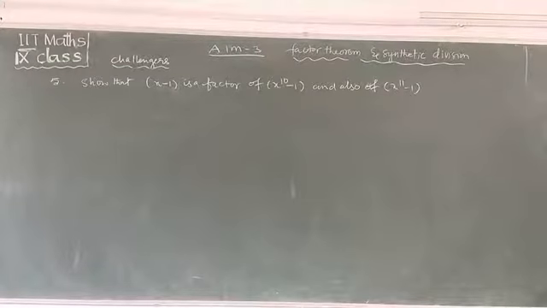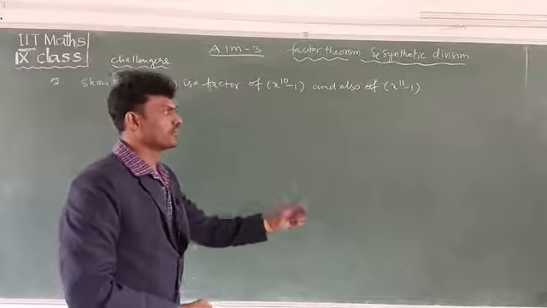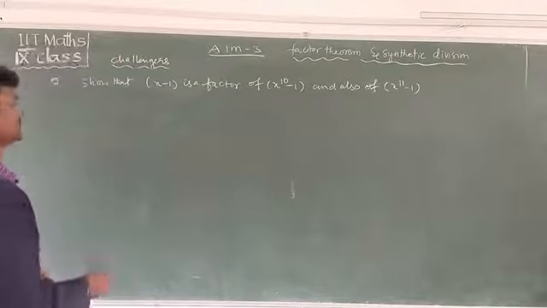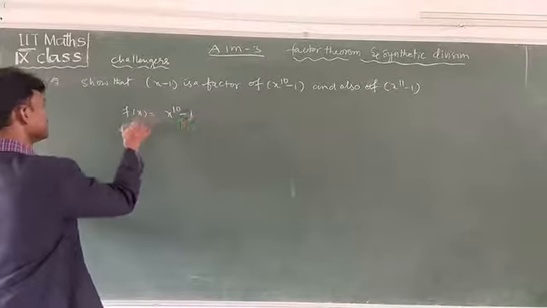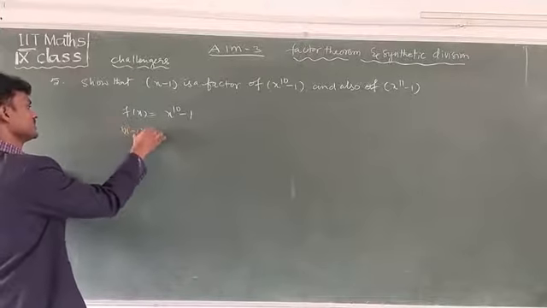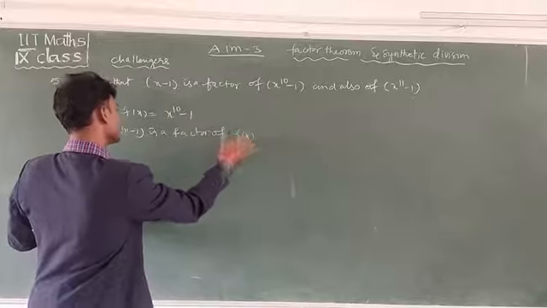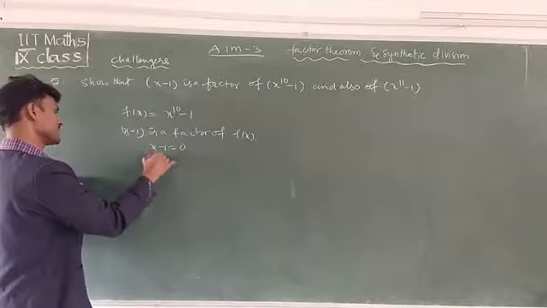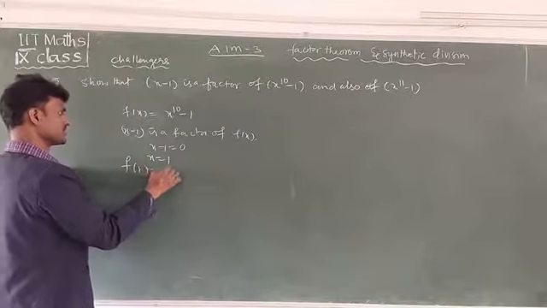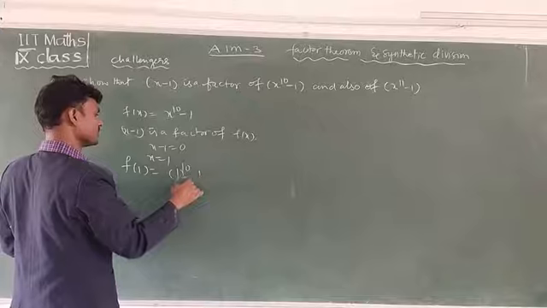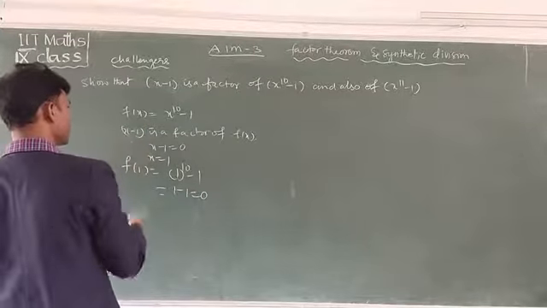Okay, next fifth one, show that x minus 1 is a factor of x to the power of 10 minus 1 and also of x to the power of 11 minus 1. See here, f of x is equal to x to the power of 10 minus 1. Then x minus 1 is a factor of f of x. Then x minus 1 is equal to 0. Then x is equal to 1. X is equal to 1, you have to substitute here. Then f of 1 is equal to 1 power 10 minus 1. 1 power 10 also 1. 1 minus 1 is equal to 0. Therefore, this is a factor.